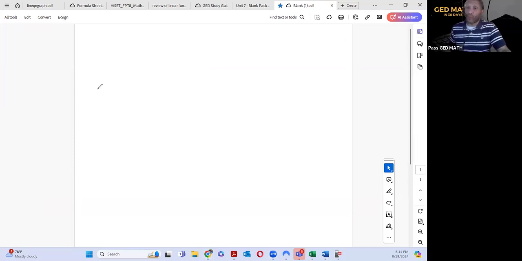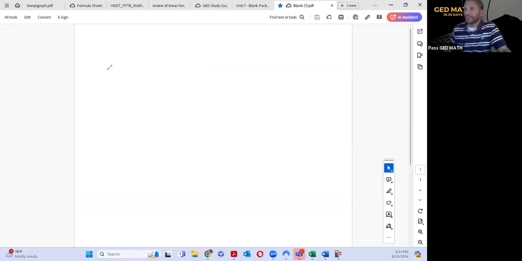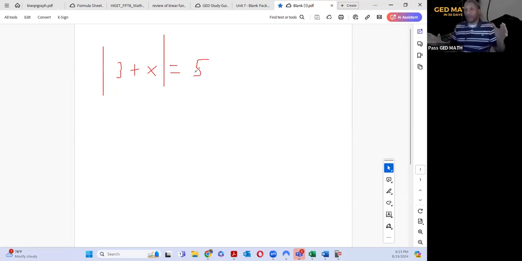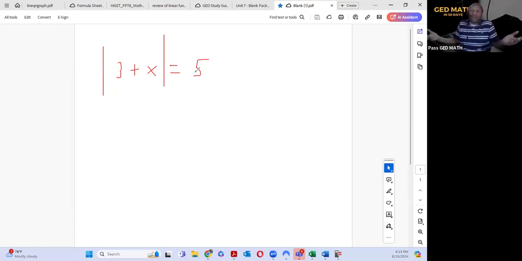Let me get it again. So this one here is an absolute value question. It has the two brackets, 3 plus x, equals 5. This is what you've got to remember. They're not even going to have something this difficult on the exam. But it's easy though. What values of x will give you either 5 or -5?